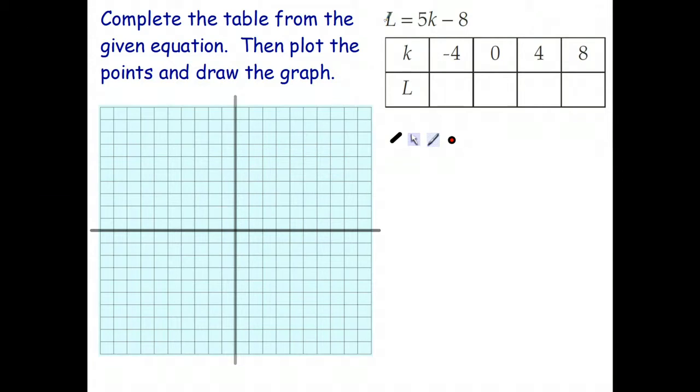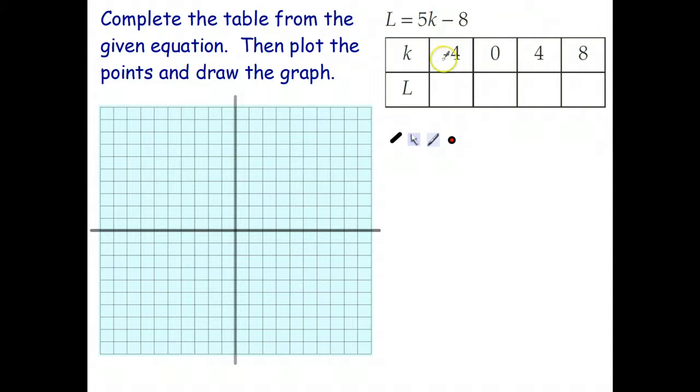So L equals 5k minus 8, and from that equation I want to complete the table, and then from the table I want to draw the graph. This is a very common operation or set of operations that we do with linear functions. Equation to table, table to graph. This is all fairly straightforward. All we have to do is substitute.